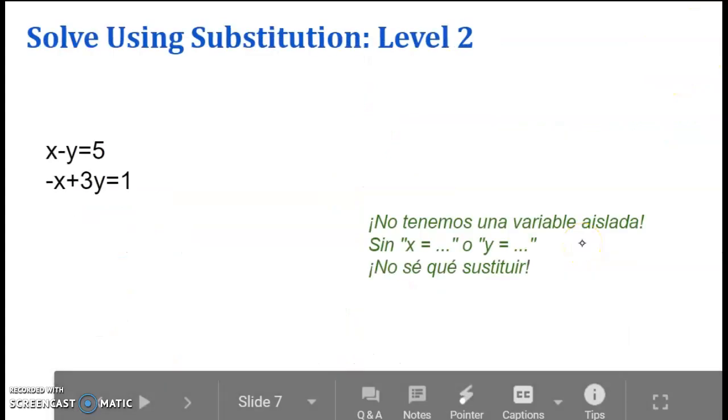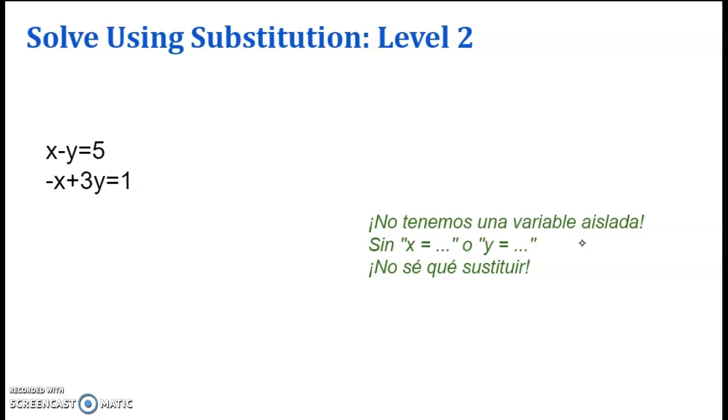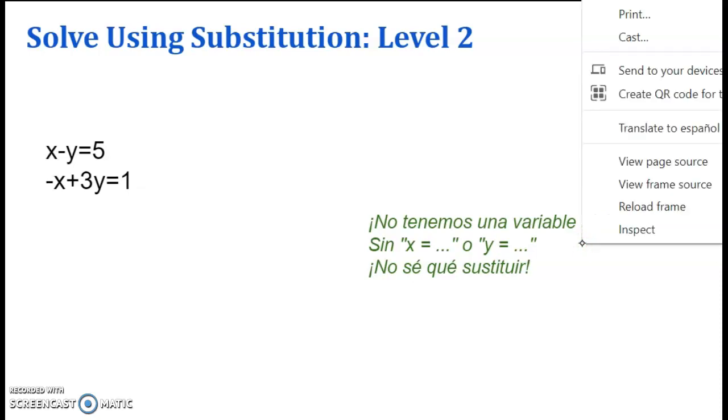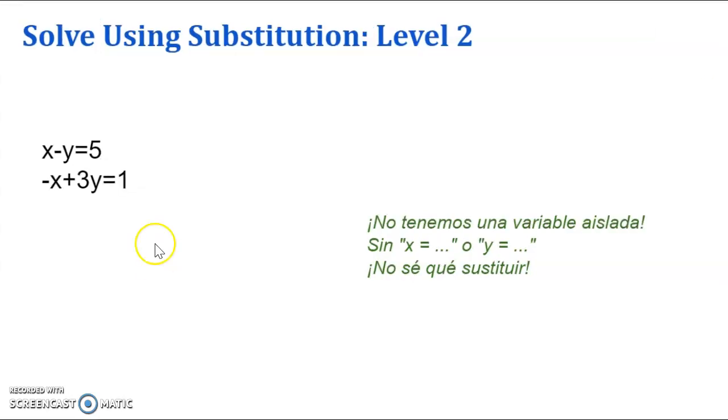Okay, now let's extend solving using substitution to level 2. What if you have a system of equations looking like this? x minus y is equal to 5 and negative x plus 3y is equal to 1. Well, what's wrong with this? Can we solve it with the skills that we have?